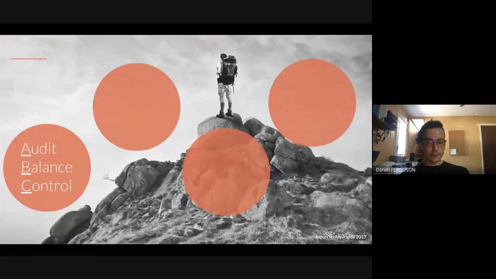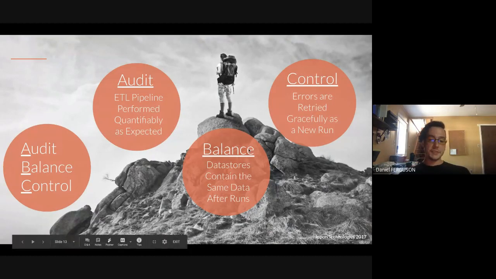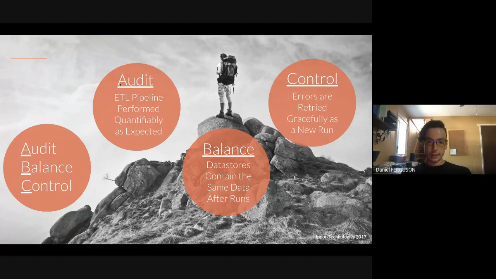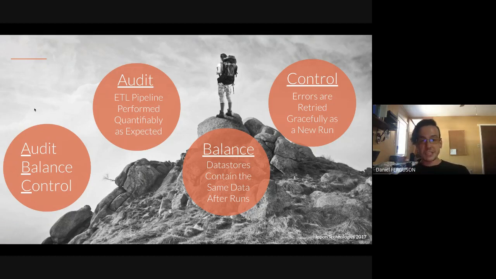So if you've been following our LinkedIn page, you may notice that there are some blog posts on exactly these topics. The ABCs stand for audit, balance, and control. Audit is about to be published, and Balance and Control are coming. Audit, Balance, and Control are the ABCs of DQM.